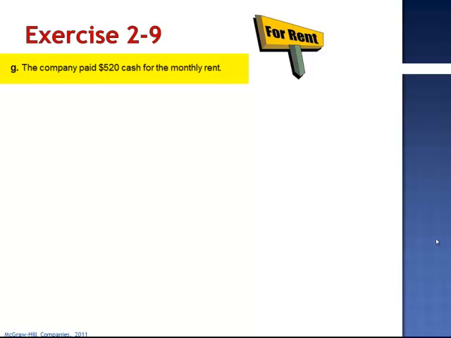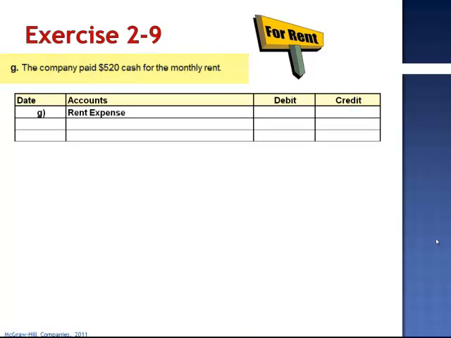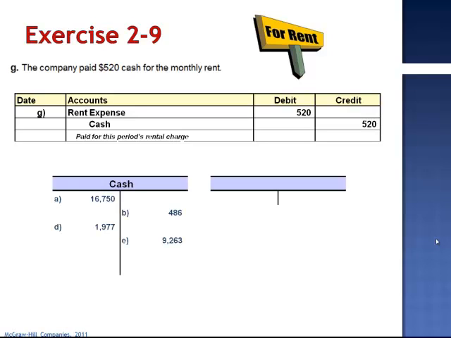Letter G. The company paid $520 cash for the monthly rent. Debit rent expense and credit cash. Remember, if the payment had been for future periods' rent, the debit would have been to prepaid rent. We post to the T accounts, debiting rent expense and crediting cash.